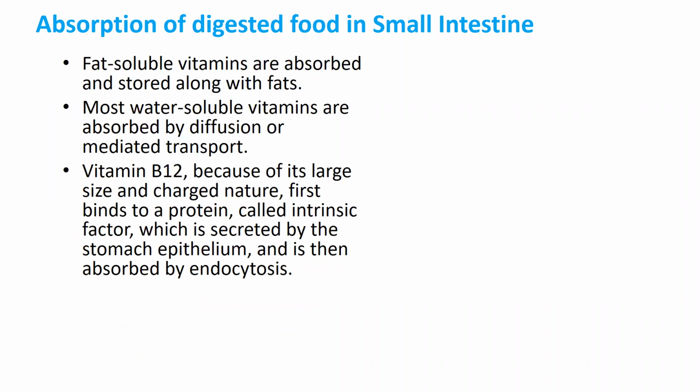We know that along with our food there are some vitamins also, right? There are two types of vitamins: fat soluble vitamins and water soluble vitamins. Fat soluble vitamins are absorbed and stored along with the fats only, in a similar manner as in the case of fats. But vitamin B12, because of its large size and charge structure, first binds to a protein called intrinsic factor. Intrinsic factor is secreted by the stomach, as we have already discussed, and is then absorbed by endocytosis.